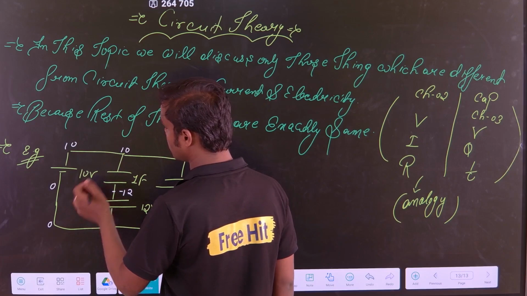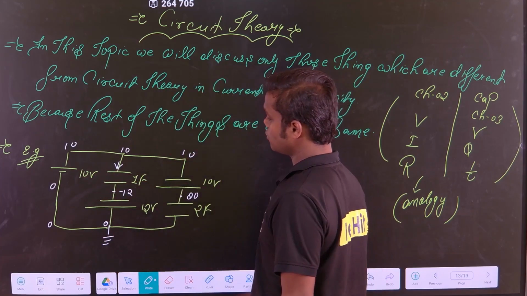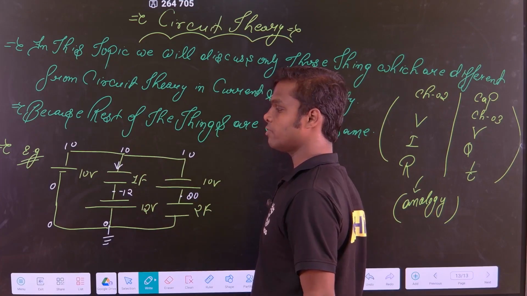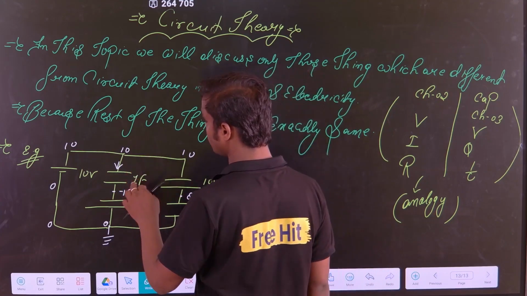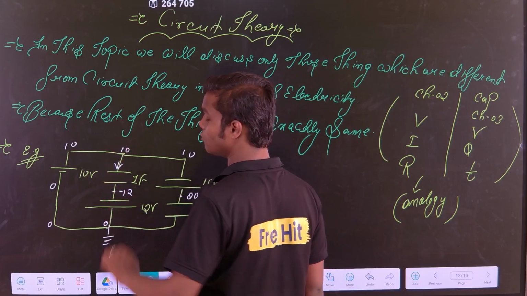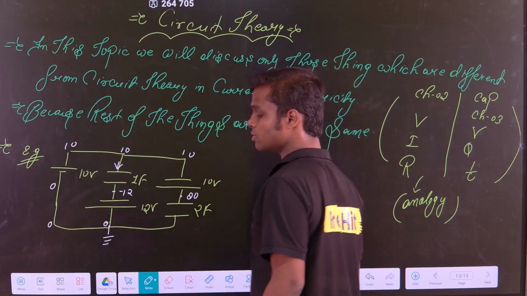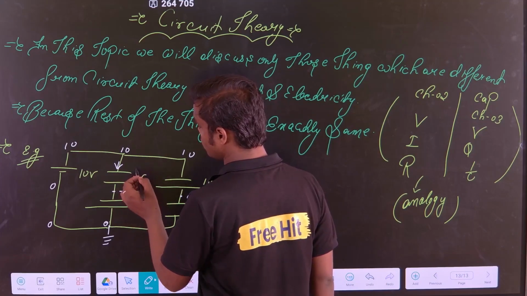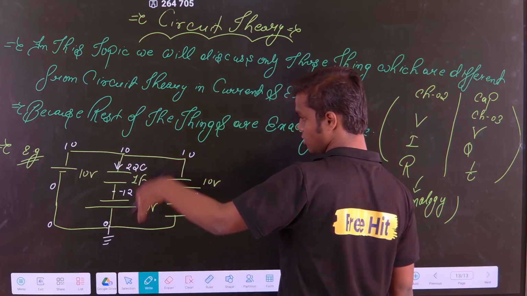Can you tell me what is the current flow in this branch? Higher to lower? Sorry, not current, charge. So what is the charge flow? Charge flow will be defined as Q is equal to CV. C, what is C? 1 farad. What is the potential difference? 10 plus 12. 10 plus 12 is how much? That is 22. So from this branch the charge flow is 22 coulomb.